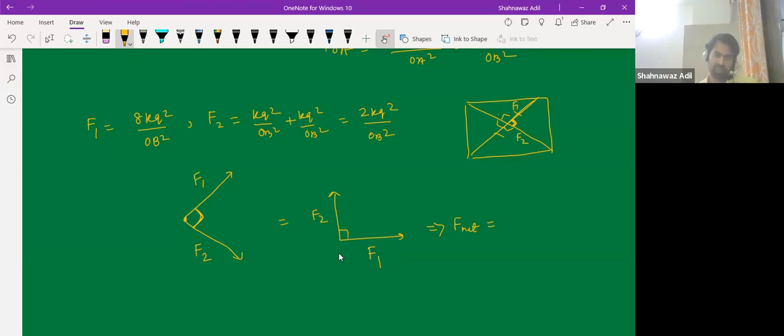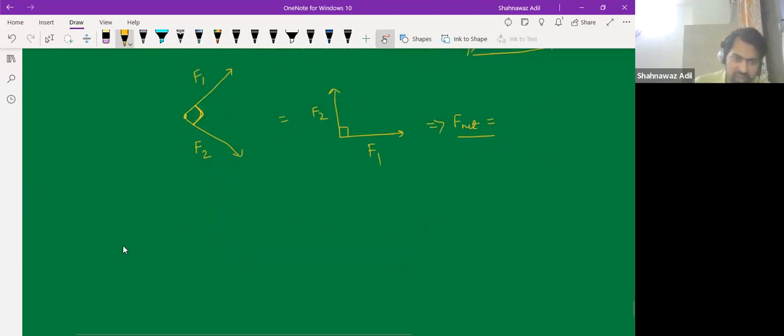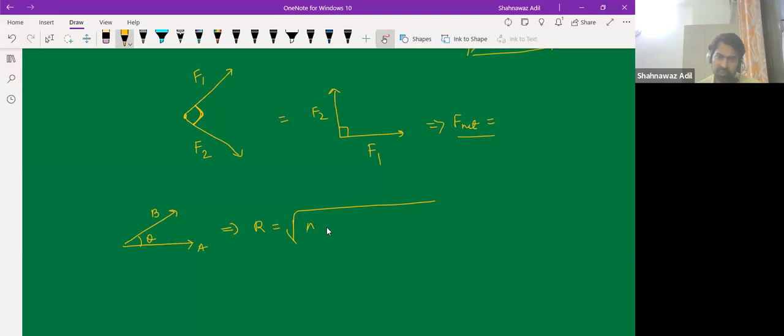I'm asking the resultant of two vectors. Let's say you have a vector A, this is B, and this is theta. So what is the resultant magnitude? B vector plus A vector is... Yes, magnitude is A square plus B square plus 2AB cos theta. That is the resultant magnitude, right?